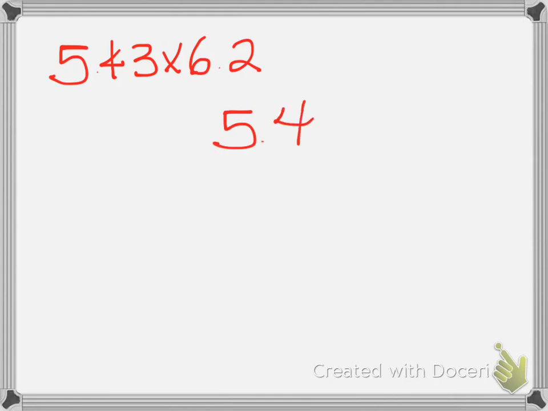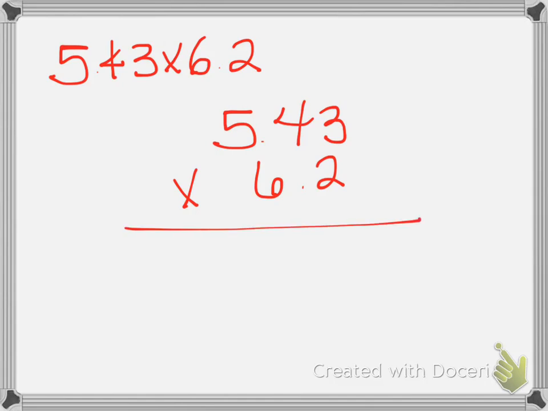The first problem you have is 5.43 times 6.2. I'm going to set that up in column form. 5.43 times 6.2. Now remember, first you're going to multiply, so you can ignore the decimal. You don't have to line them up when you're multiplying. 2 times 3 is 6. 2 times 4 is 8. 2 times 5 is 10.